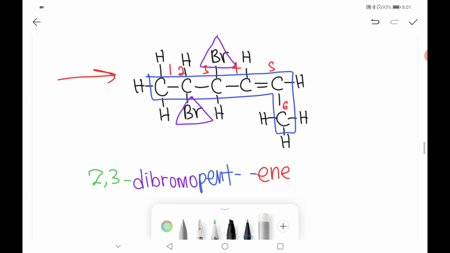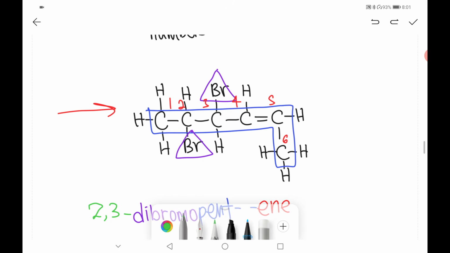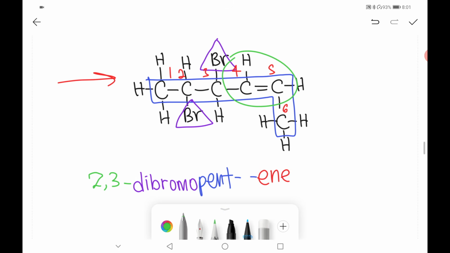Alright. So now we need to get the number for the double bond. As you can see now, the double bond is on carbon number 4 and carbon number 5. So the smaller number is 4. Okay, so now we get the name already.